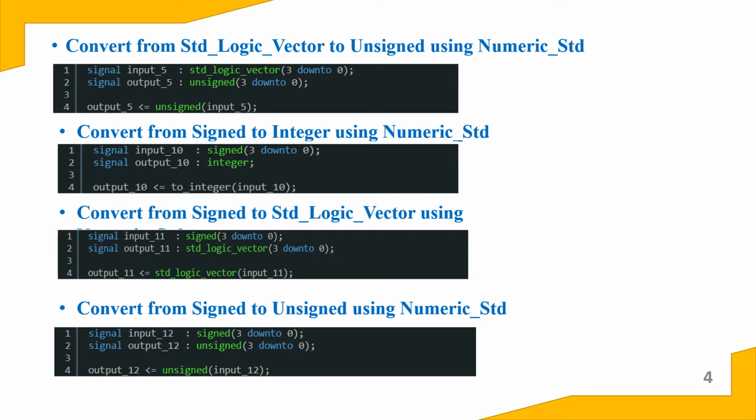The unsigned function is used to convert from std_logic_vector to unsigned. Also, to convert from signed to integer, the function is to_integer. If we want to convert from signed to std_logic_vector, we should use std_logic_vector. And the unsigned function is used to convert from signed to unsigned.